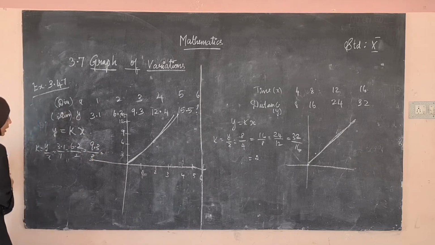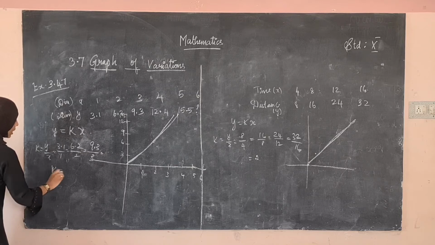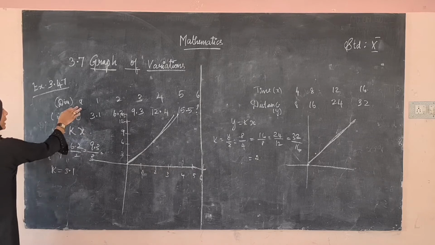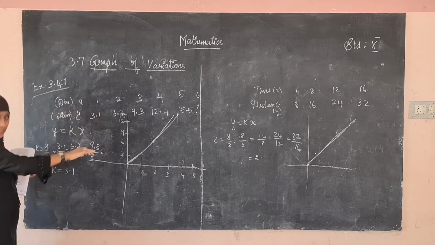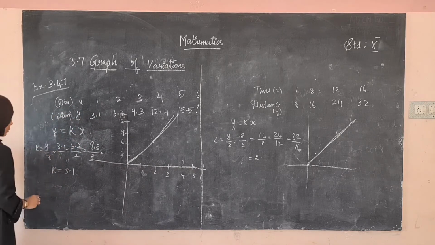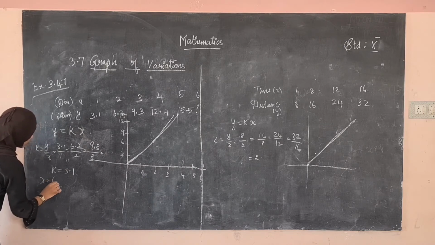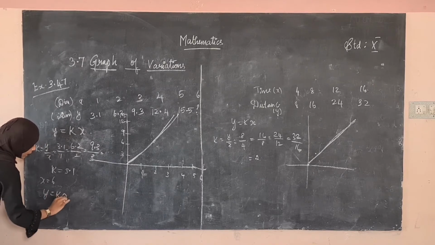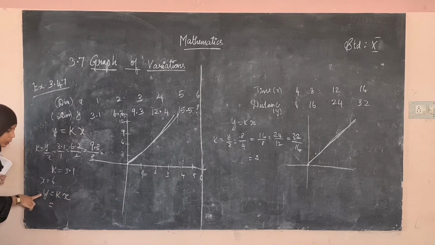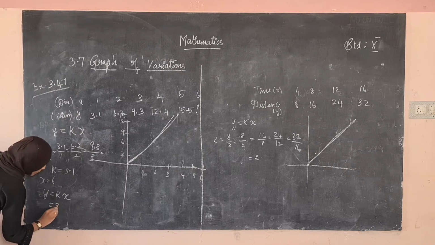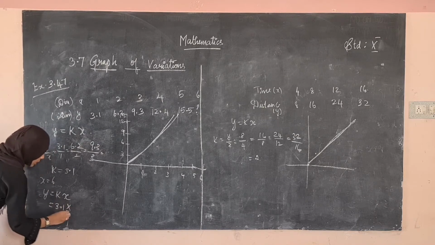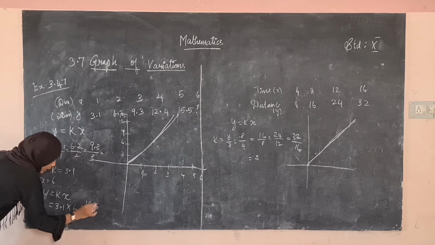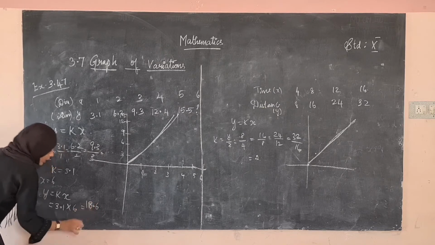So, what is the graph of variation? Sorry, the constant of variation k is equal to 3.1. Okay, when the value of x, that is the diameter, is 6, we have to find the circumference. So, when x is equal to 6, what will be the value of y? We know that y is equal to k into x. What is the value of k? 3.1 into, what is the value of x? It is 6. So the value is 18.6.